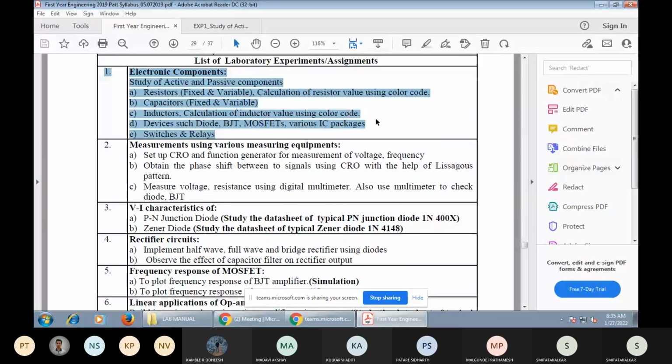And after that, we will learn the active components, BJT and the MOSFET. BJT and the MOSFET are active components.